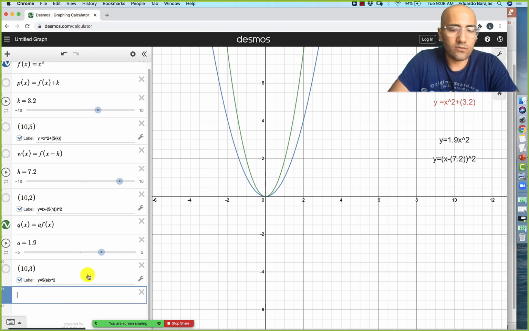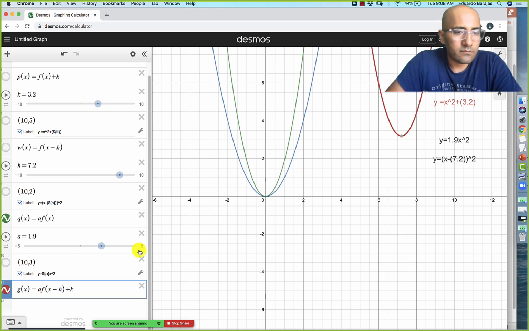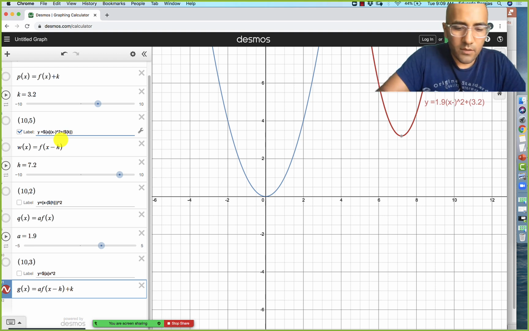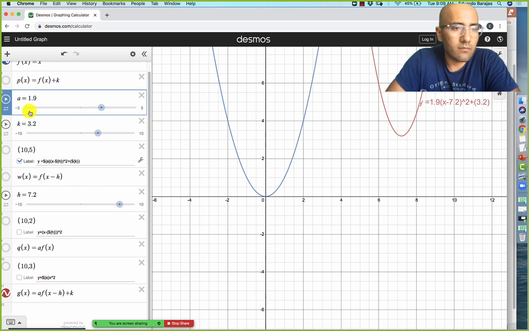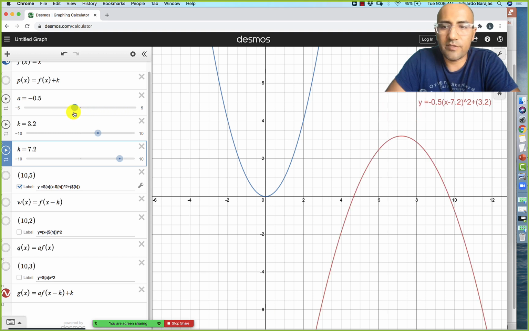And let's do one last one. G of x equals the constant a, times f of x minus h, plus k. So now we have 3 levers to pull from. Okay, so we have our 3 levers. The constant in front makes it skinnier, wider, or flips it upside down.